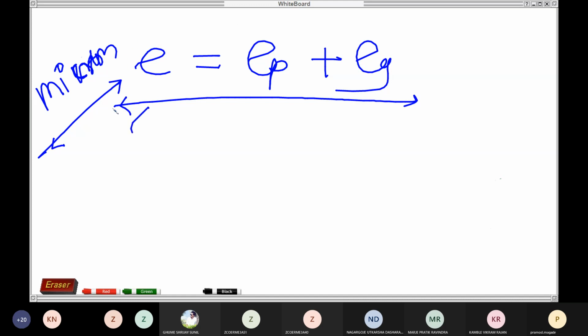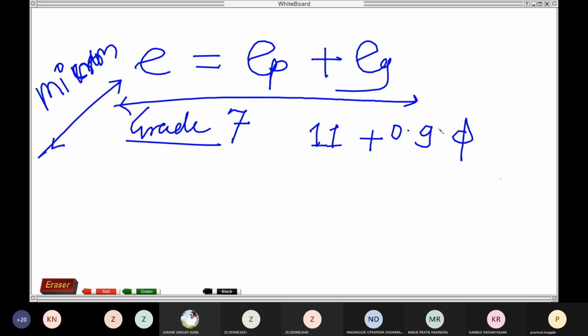Suppose they have given for grade 7. What is the value? 11 plus 0.95 tolerance factor, and this is the error. Correct. In that case, how can I calculate the error? As we know, error is nothing but error in pinion and error in gear. So one individually I will have to calculate.